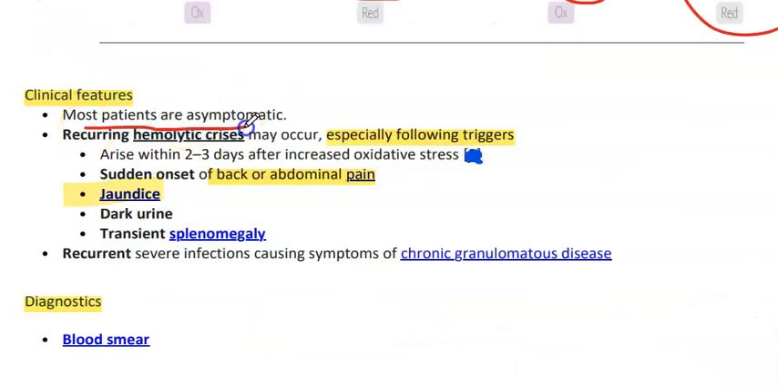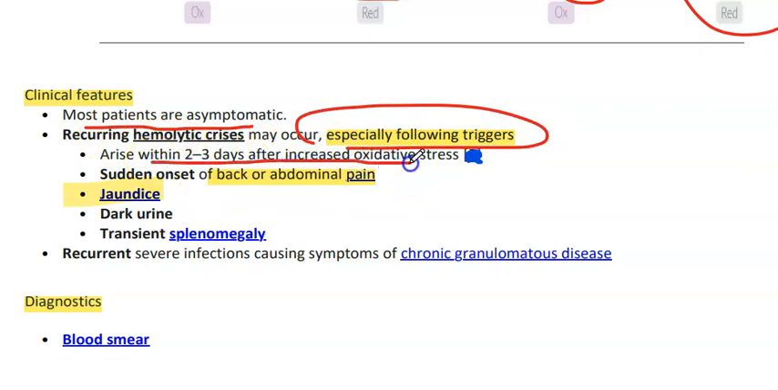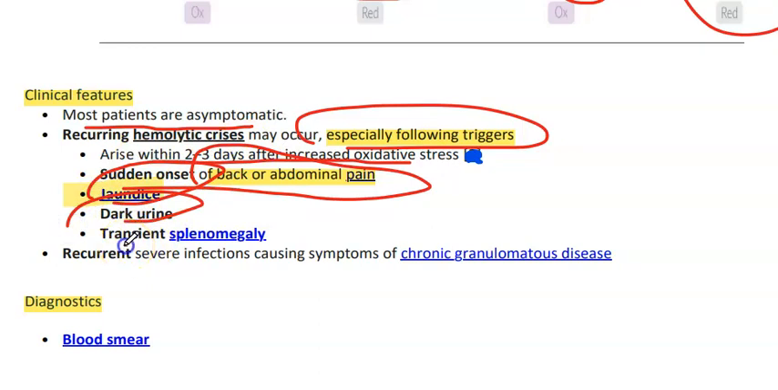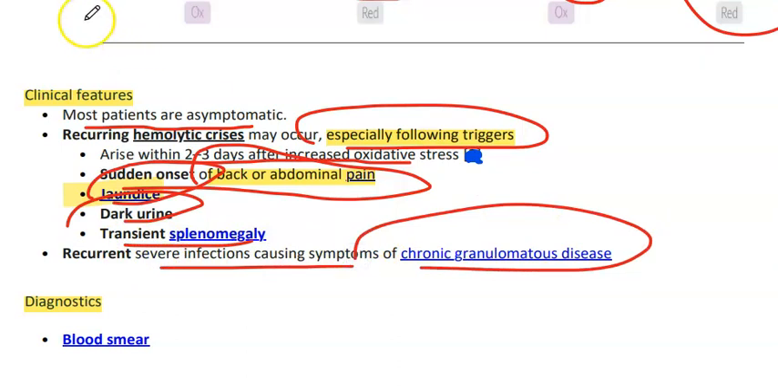Clinical features: most patients are asymptomatic. Recurring hemolytic crisis may occur, especially following the triggers. It arises within 2 to 3 days after increased stress, with sudden onset of abdominal or back pain, neonatal jaundice, dark urine, and transient splenomegaly. Recurrent severe infection causing symptoms of chronic granulomatous disease.